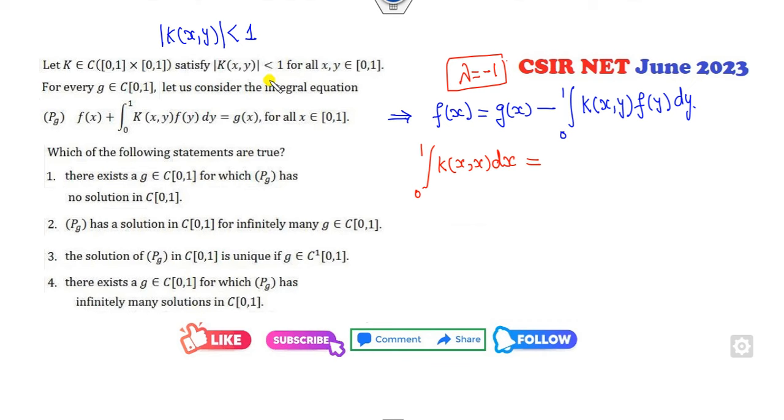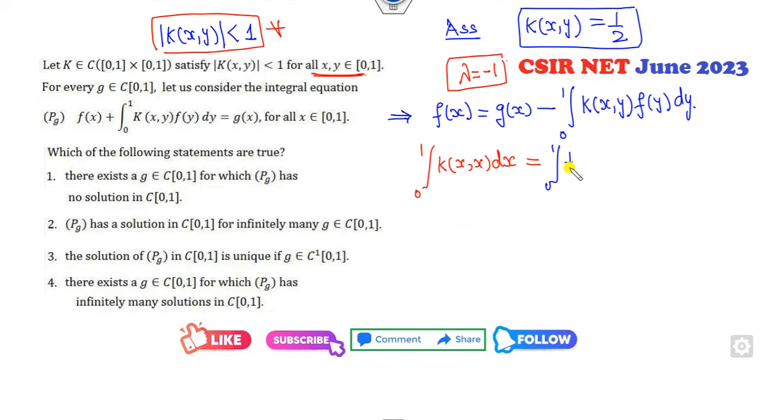What is a kernel? Kernel is not given, but it is given that it is less than 1 for all the pairs. So you can simply assume any number which is less than 1, say half. So what is the integration of this half, which is not equal to 1 over minus 1. You can see this number should be modulus less than 1. You can't take K(x, y) as minus 1. So what does it mean? If it is not, then you will get a unique solution.